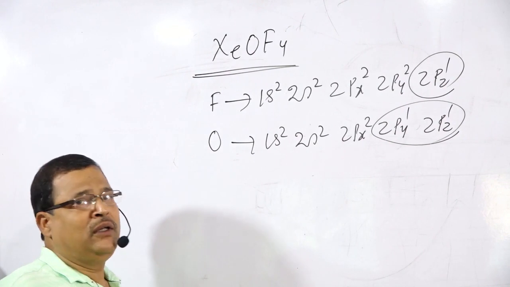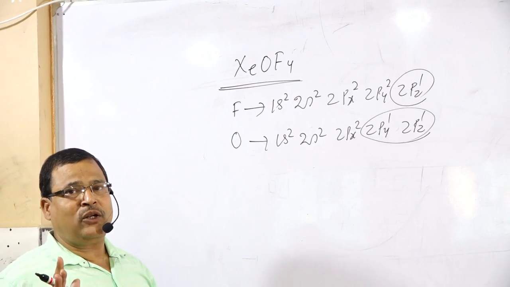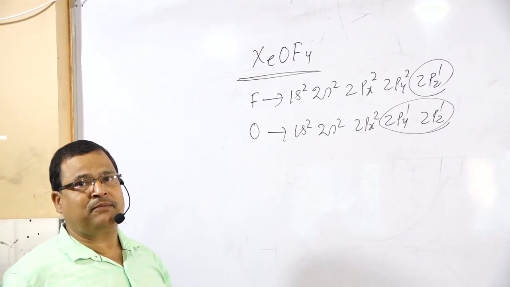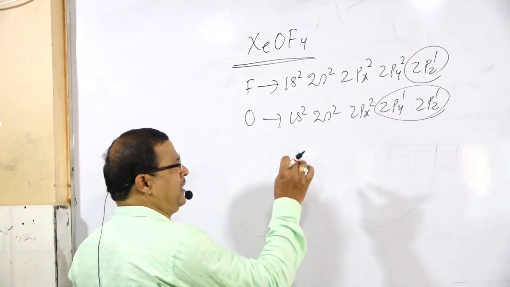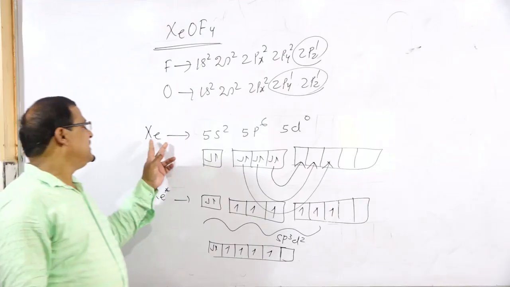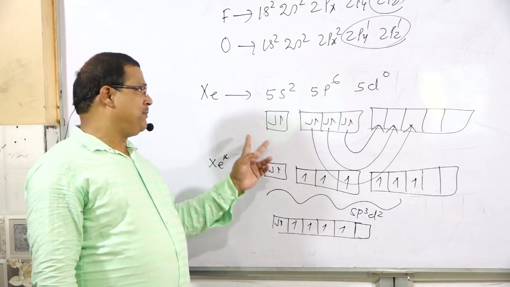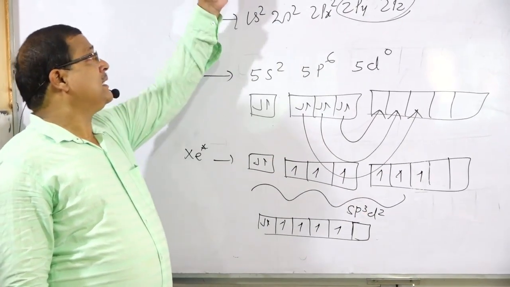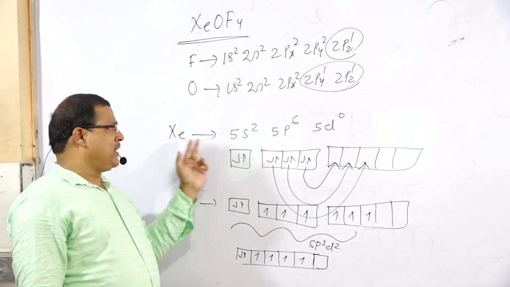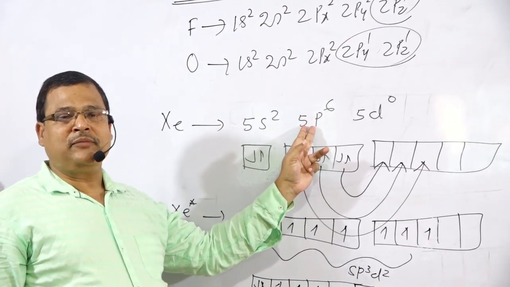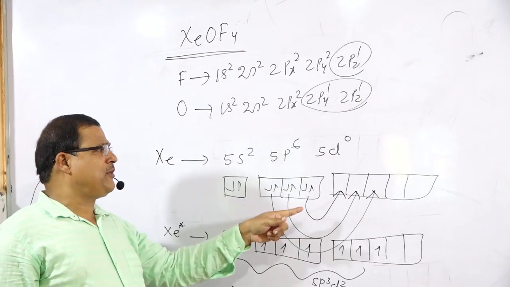And among them, one will be unhybridized. Mind it, that one will be unhybridized. Otherwise, there will be no formation of that pi bond. You will not intermix that in hybridization. One will be in an unhybridized orbital. Xenon atom has the hybridization sp3d2 in xenon oxygen tetrafluoride compound. In this case, xenon 5s2, 5p6, 5d0. So xenon atom must make the ability of 6 unpaired electrons.